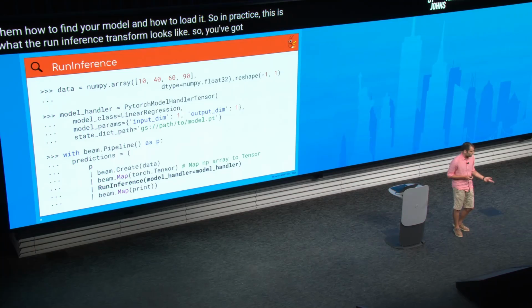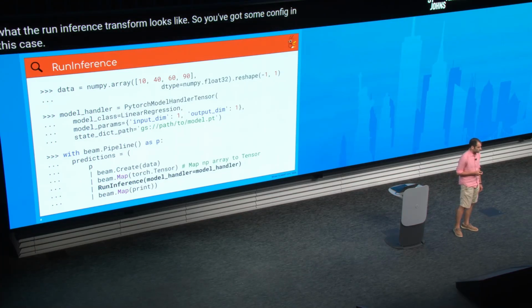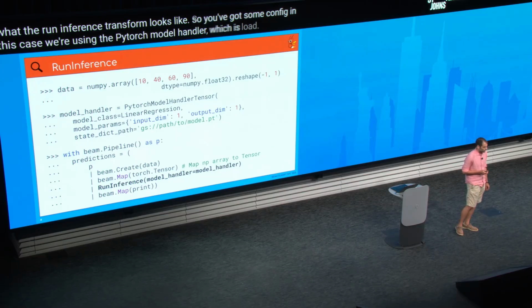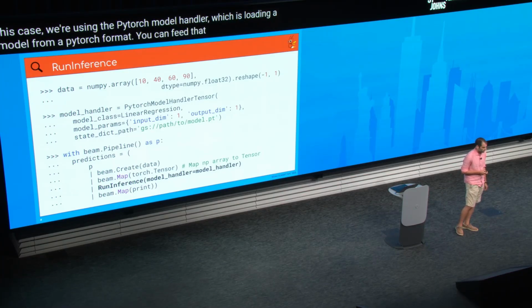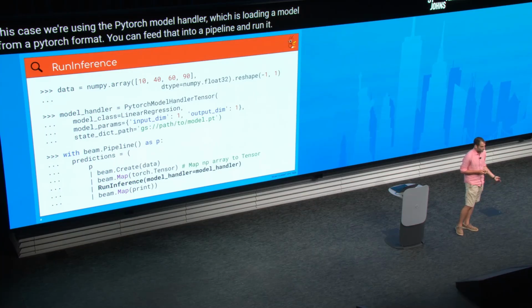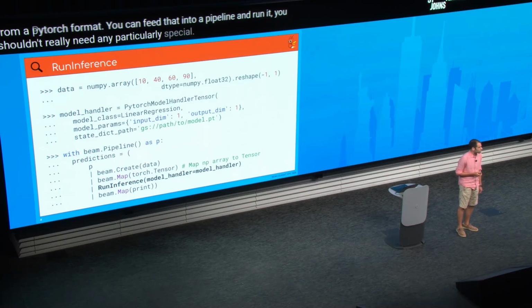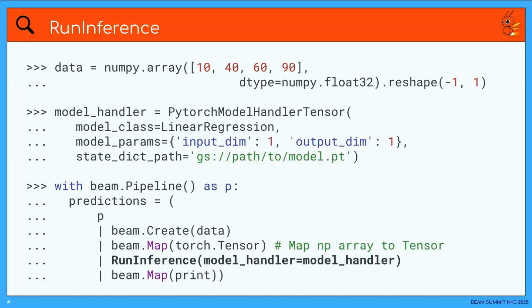So you've got some config. In this case, we're using the PyTorch model handler, which is loading a model from a PyTorch format. You can feed that into a pipeline and run it. You shouldn't really need any particularly specialized knowledge to do this. You just need to know how your particular model works. And I'll give an example in a minute.